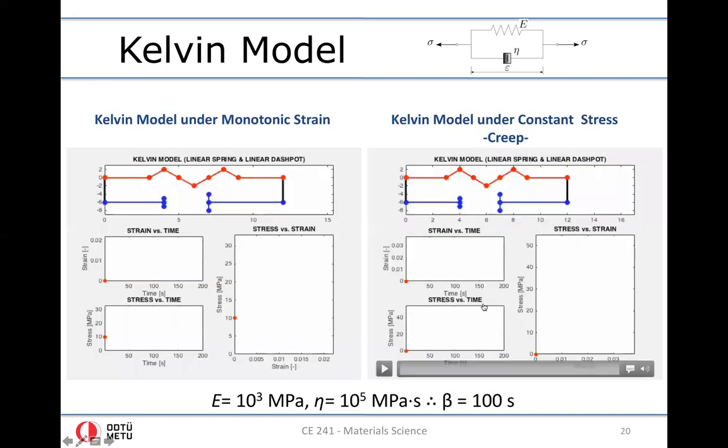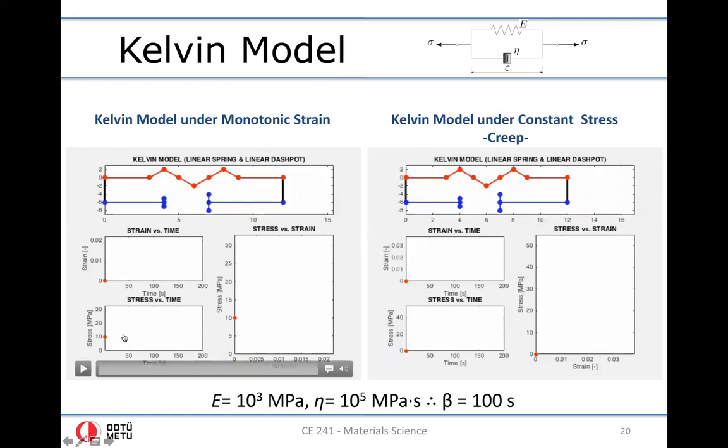Okay, similar to the Maxwell model, we have some movies here. In the first place, we have the Kelvin model under monotonic strain. You see, in this case, we apply strain increasing monotonically, and the stress has an initial value equal to 10, and it essentially increases. The increase in the stress, in this case, is given by the spring. The instantaneous response of the stress is, on the other hand, given by the dashpot.